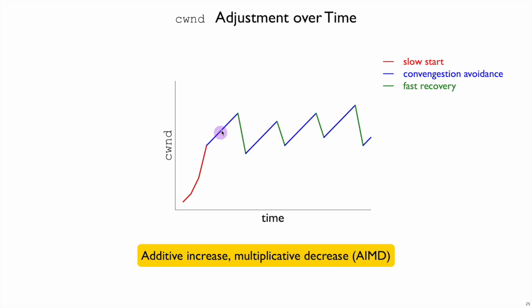This sawtooth shape is called additive increase, multiplicative decrease, because we're adding a little bit, adding a little bit, adding a little bit on the way up, and then we jump down based on some multiplicative factor, basically dividing by 2 to get down to the threshold each time. And this has some math behind it that says it's a good strategy for finding the right congestion window.